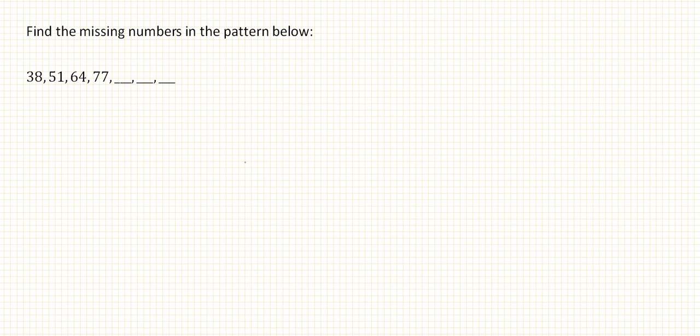We are subtracting the first term from the second term. So 51 minus 38, that's going to give us 13. So now we're going to add 13 to every other term. So now we have 51 plus 13. That should give us 64. 64 plus 13 will give us 77.